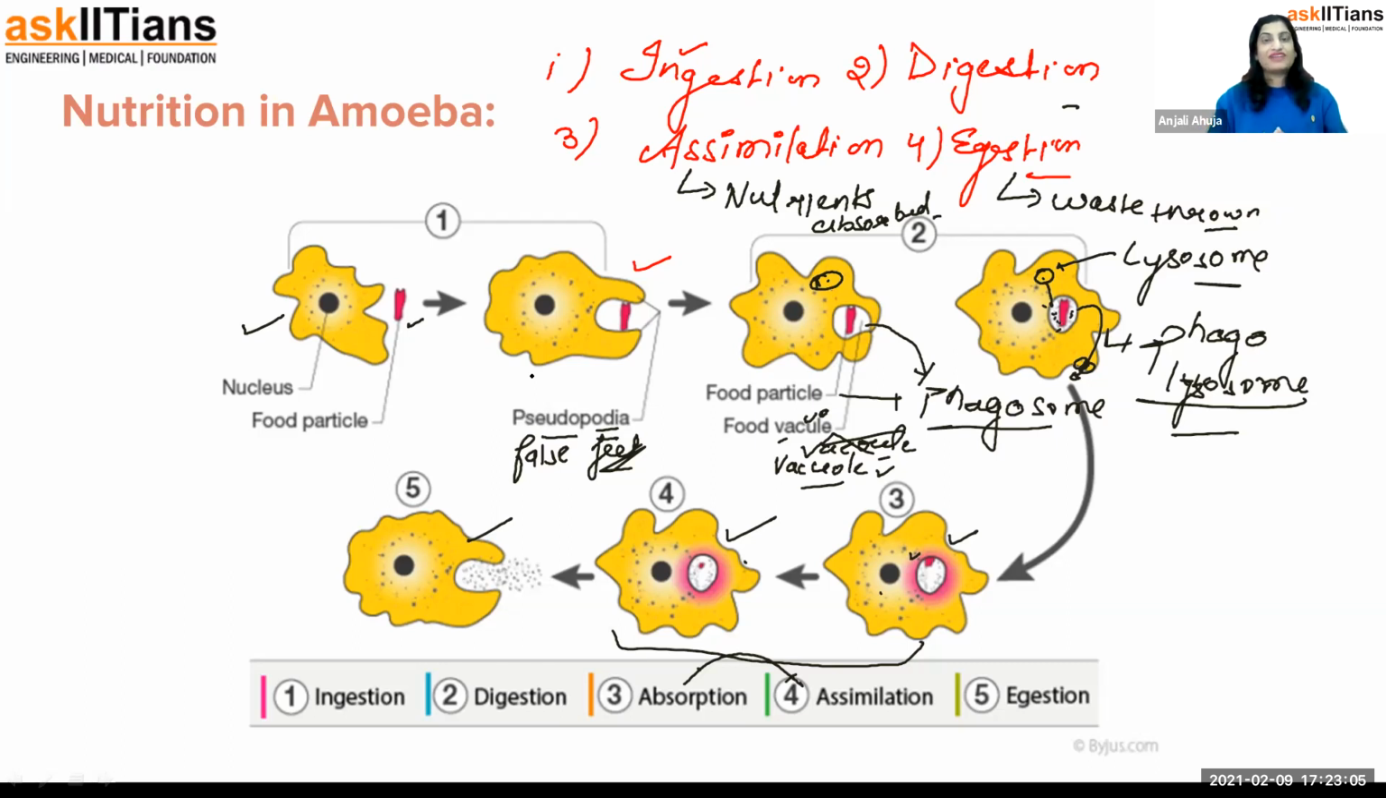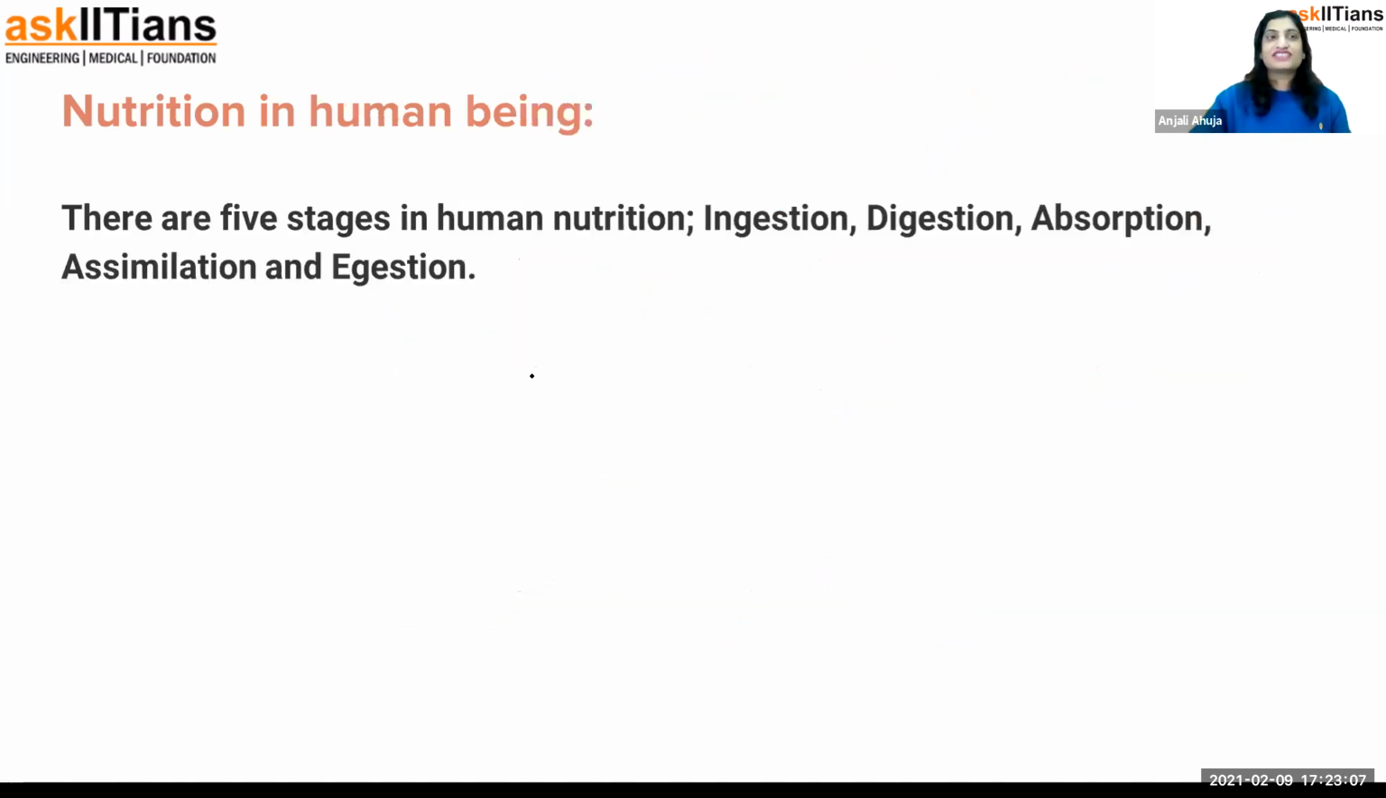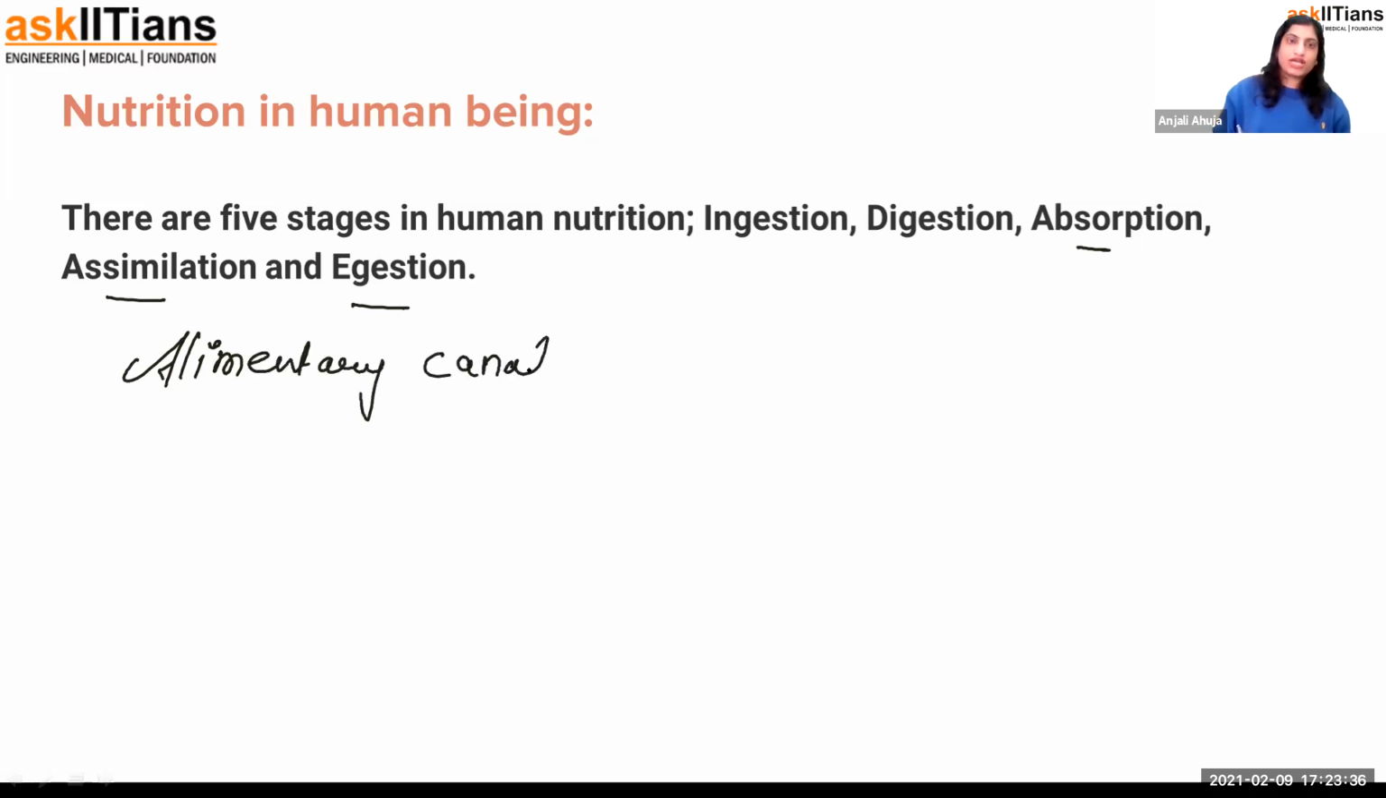Now the next thing that we have to talk about is nutrition in human beings. Basically, as in amoeba, it's all holozoic nutrition. Ingestion first, digestion internally, then absorption and assimilation, and then egestion. Now, guys, one thing. We have a tube from the mouth to the anus. There is a single tube present, which is known as the alimentary canal. The digestive system tube is known as the alimentary canal.